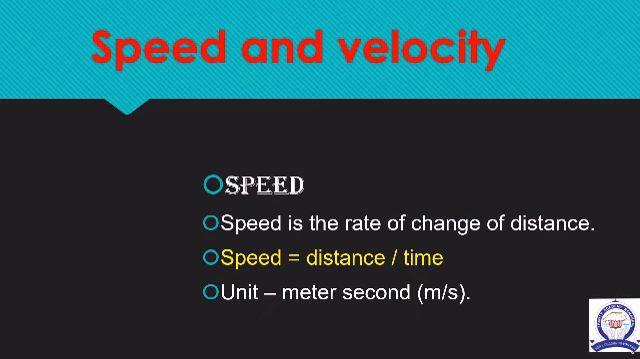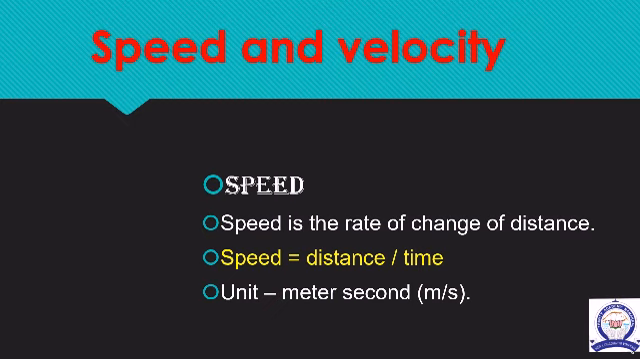Speed and velocity. First we will look at speed. In 6th standard, we already studied speed in detail. Speed is the distance traveled per unit of time. It is how fast an object is moving. Speed is a scalar quantity, that is, the magnitude of the velocity vector. It doesn't have a direction.